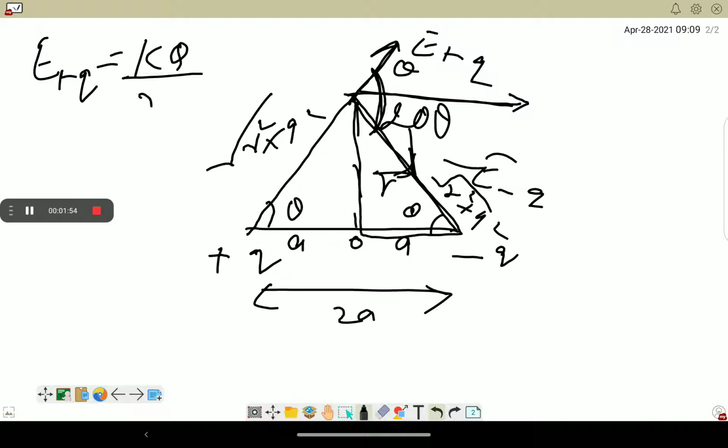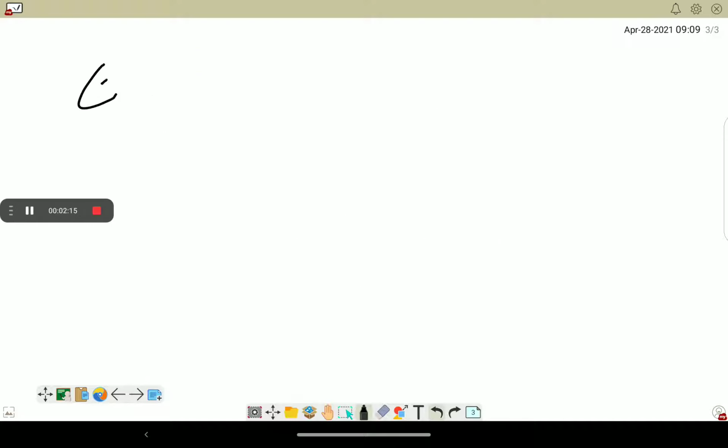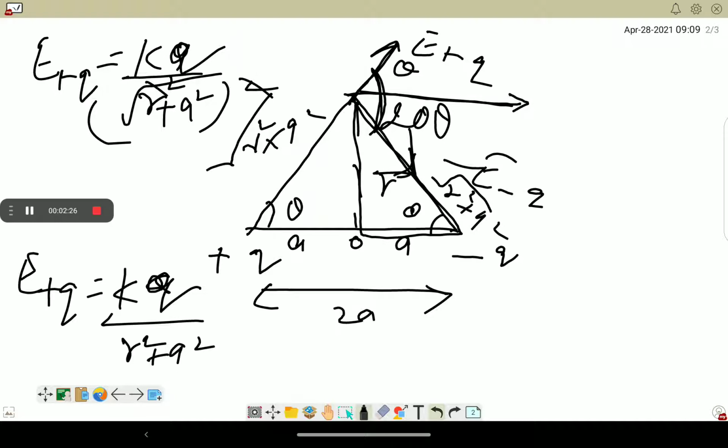E plus q will be kq by r square plus a square. Similarly, E minus q is kq by r square plus a square, because the distance is the same, so it will come out the same. Now the question is, what will be the resultant? In this case, what would you do? You will resolve the fields into two components.